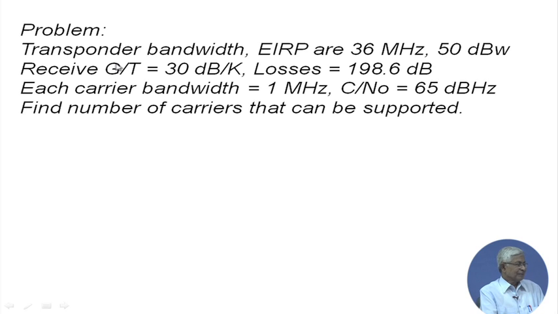Another example, let us take a transponder with 50 dBW EIRP, and the bandwidth is 36 megahertz.